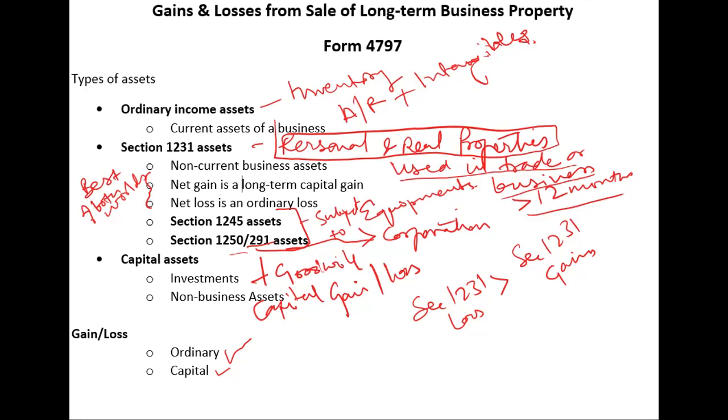Then for individuals, a $3,000 deduction for capital loss over and above the capital gain is allowed, and the balance may be carried forward indefinitely. So if property is held for less than 12 months, gains or losses on sale are treated as ordinary gains and losses.